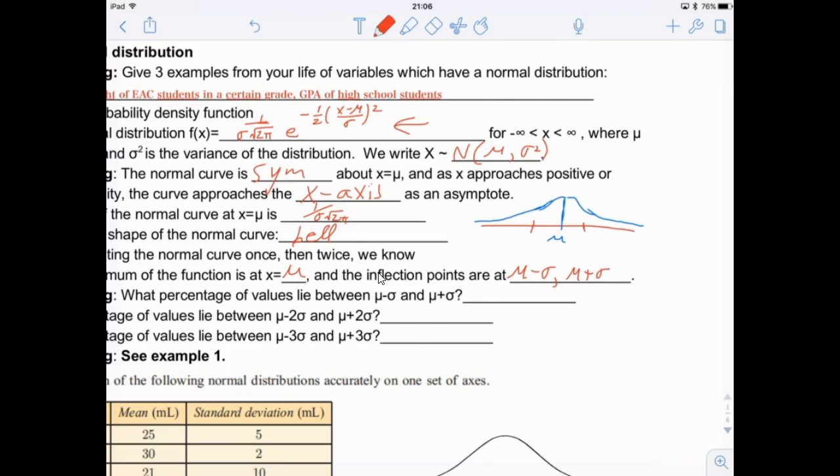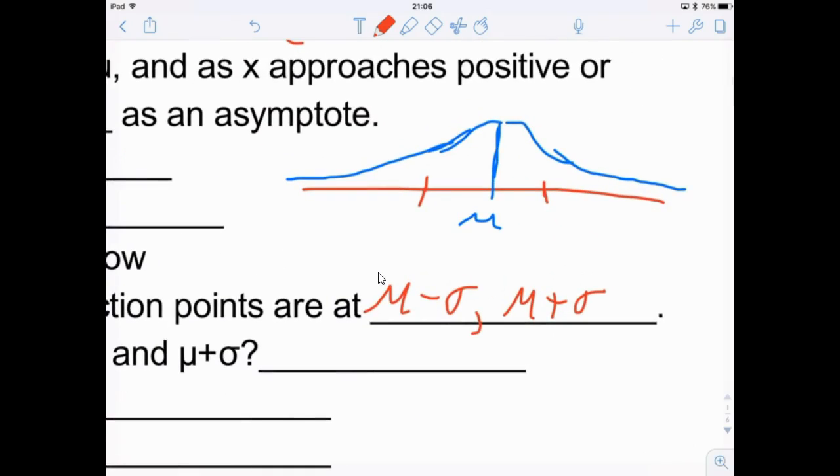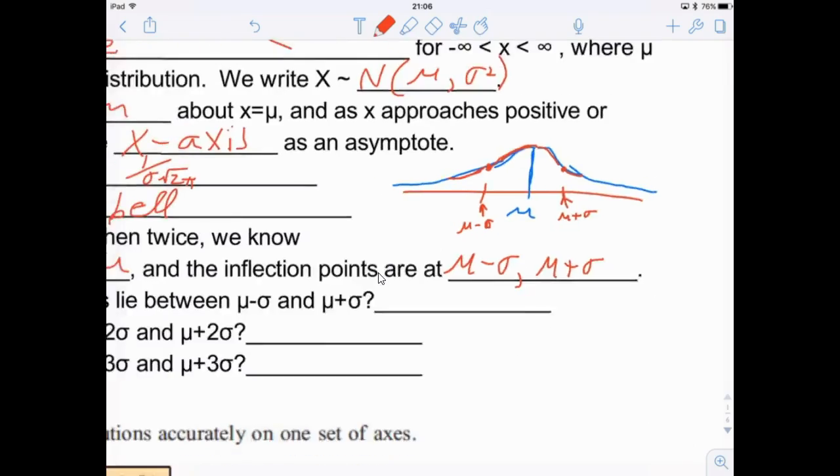And what do we mean by that? If we look in here, you can see the curvature is concave down, and this part here is concave up. At what point exactly does it transfer from concave down to concave up? It happens at this point, which is mu minus sigma. And same thing here: it happens at mu plus sigma.